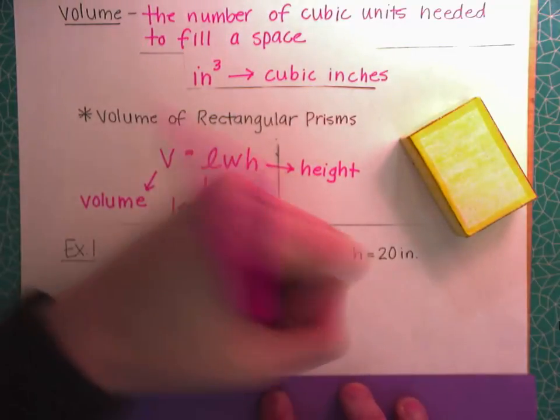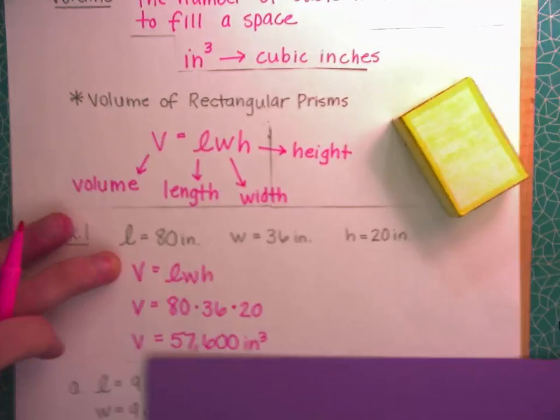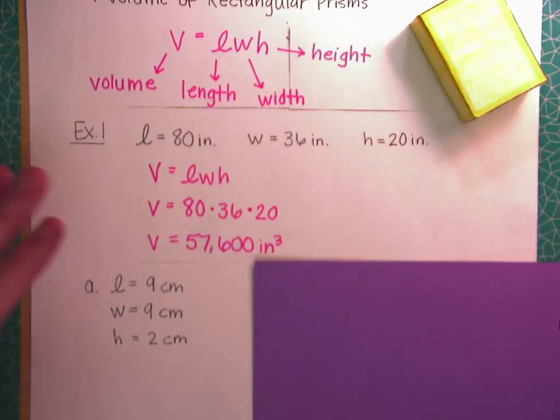So repeat that. Our volume is 57,600 inches cubed. Tell me what the volume is. 57,600 inches cubed. Cubed. Not 3. That makes me cringe. I want to flip a table when I hear that. Cubed. Okay? Any questions so far? It's really not too bad. Let's look at another example. We'll do this one together, and then we'll do the third one you can do by yourself.